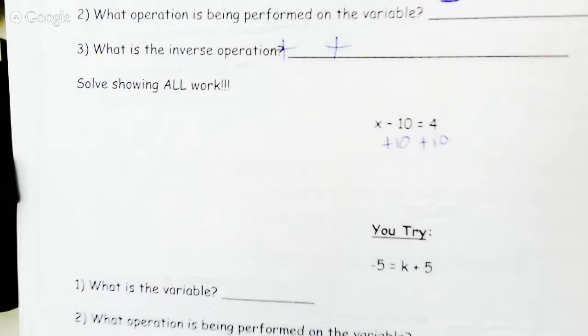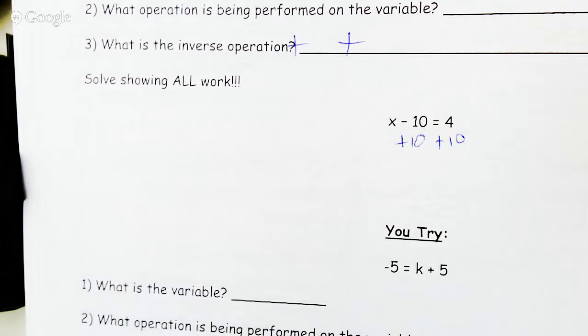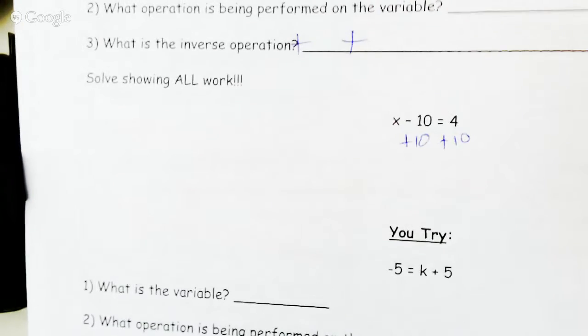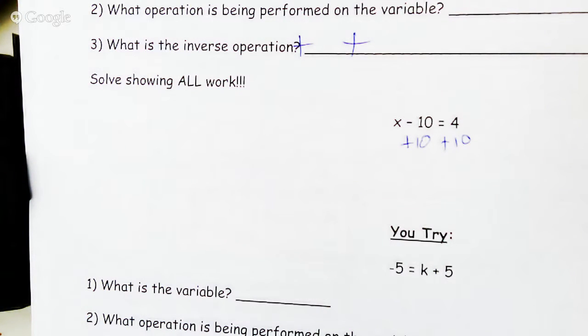I'll zoom in a little bit so you can see that better. There it is, beautiful. Do you have to show that plus 10 to both sides? You have to show that every single time. And again, I know I'm a little bit ridiculous in my expectations, but I want you to get it right. No matter who you have next year, I want you to have everything you need to know.